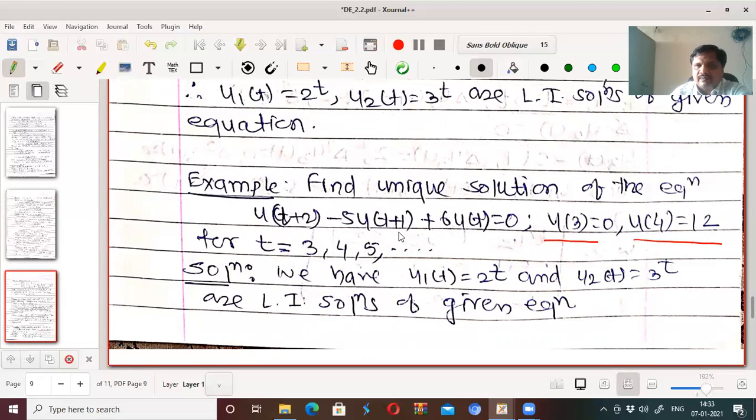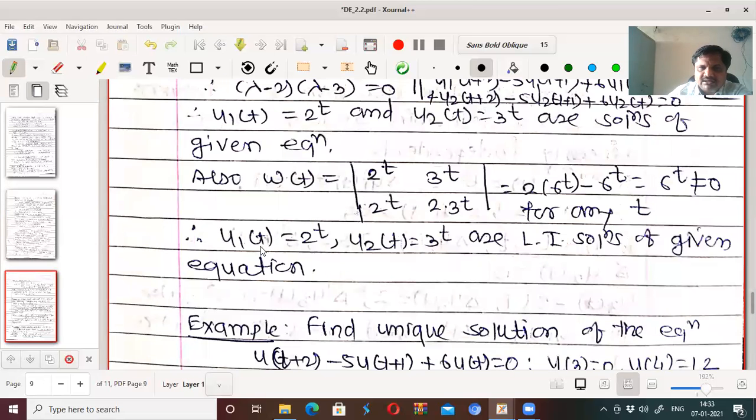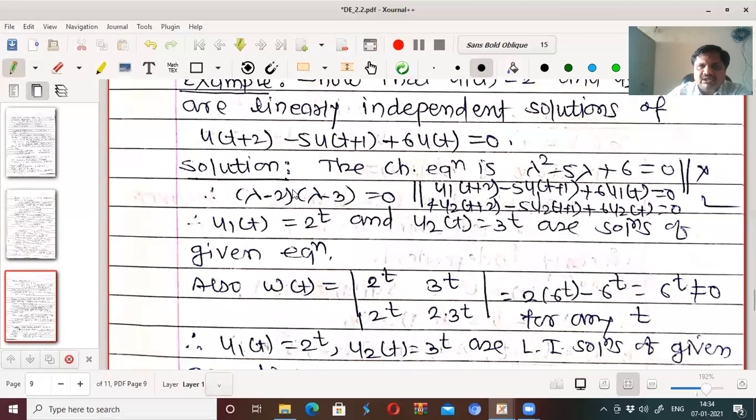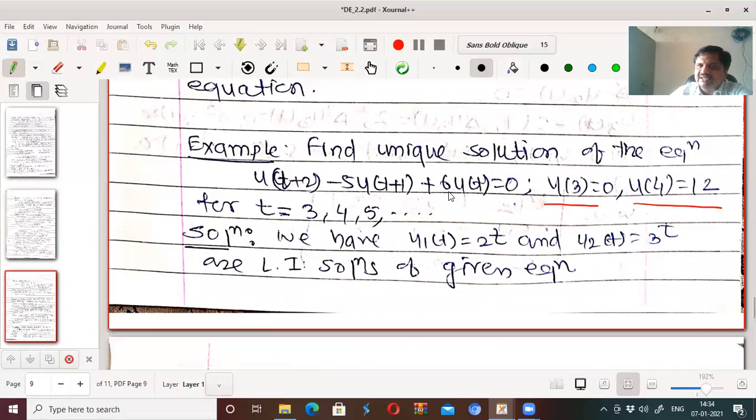Now in the above example, we proved that u1t equal to 2 to the power t and u2t equal to 3 to the power t are linearly independent solutions of the given equation. What is the given equation? This is the given equation, u of t plus 2 minus 5 times u of t plus 1 plus 6 times ut equal to 0. Same is here. So we know that u1t equal to 2 to the power t and u2t equal to 3 to the power t are linearly independent solutions of the above equation from that example.